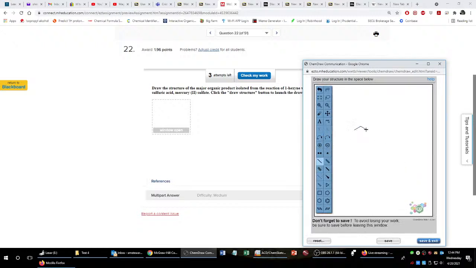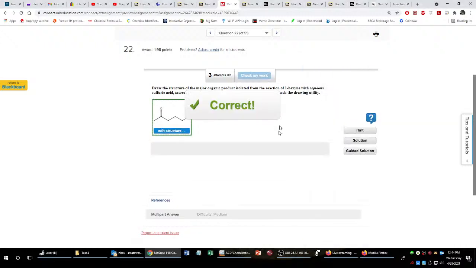1, 2, 3, 5, 6. So yep, this is just hydration of an alkyne, and this is one of the few reactions where the big difference shows up. I talk about in the notes how the alkyne is just the alkene to the extreme.